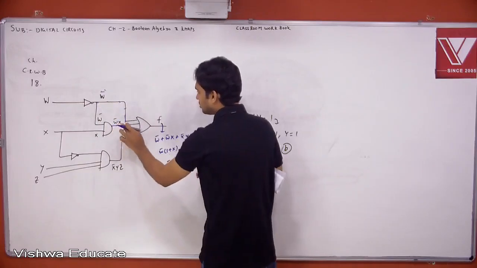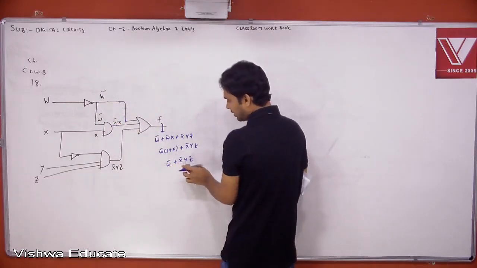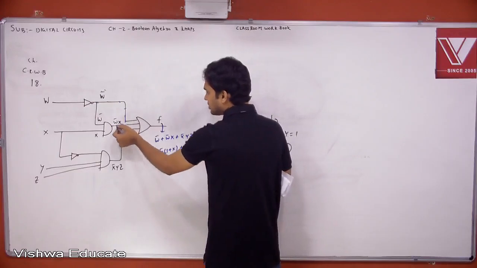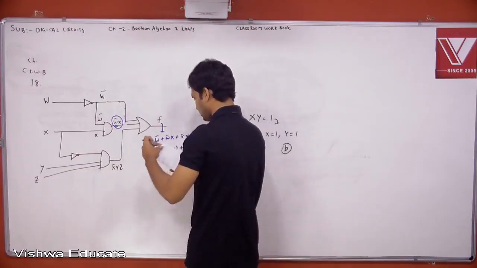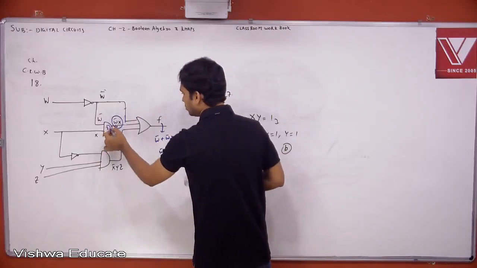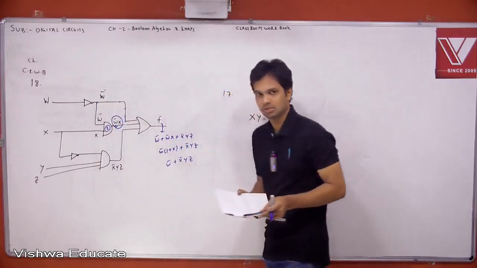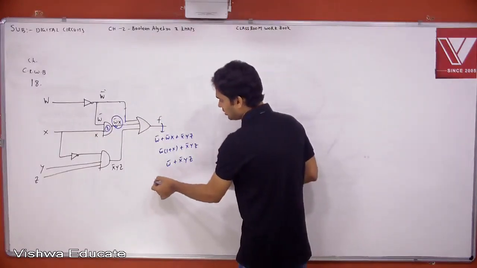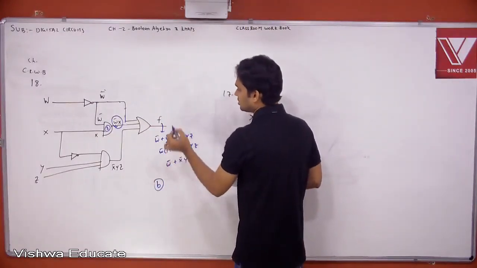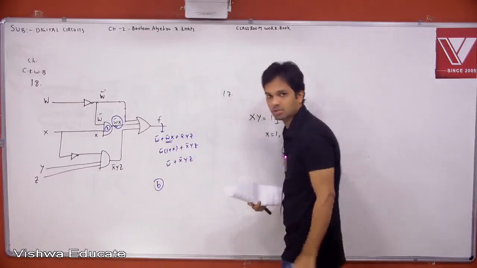Now see here. W bar plus X bar YZ means this gate is not required. So what is the gate number given for that? Gate number 2 is redundant. Redundant means it is not necessary. So which one? Option B. This is not available in your output expression. Copy it.